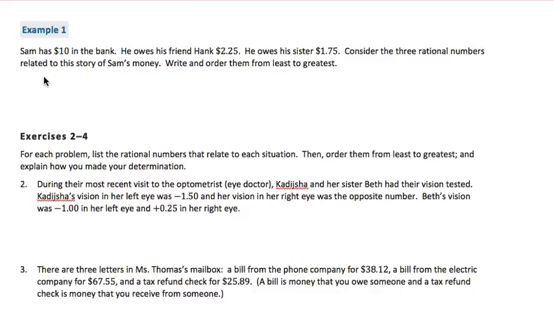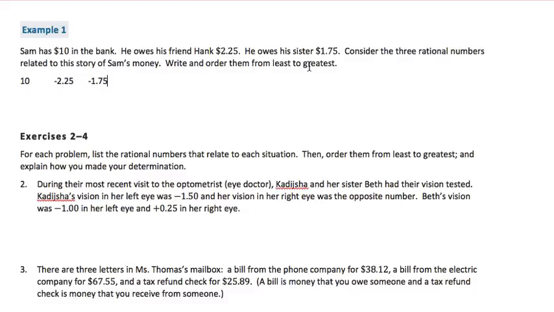First of all, let's make clear what these three numbers are. If Sam has $10 in the bank, that's a positive number. Next, they tell us that he owes his friend Hank $2.25. If he owes, that's a negative number. So our second number is negative 2 and 25 hundredths. And then he owes his sister $1.75, which is also a negative number because he owes. So those are our three rational numbers.